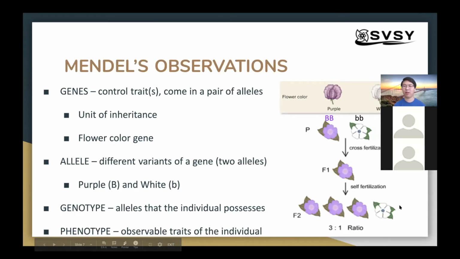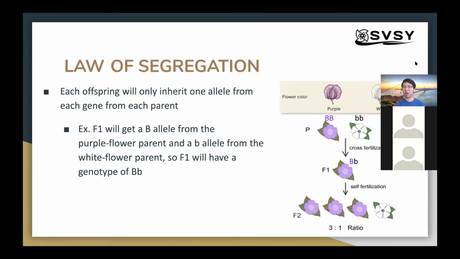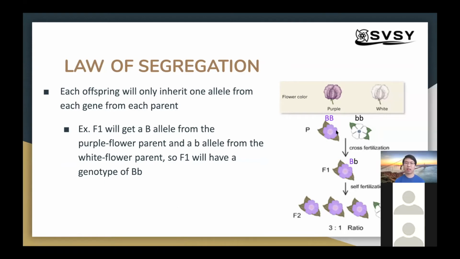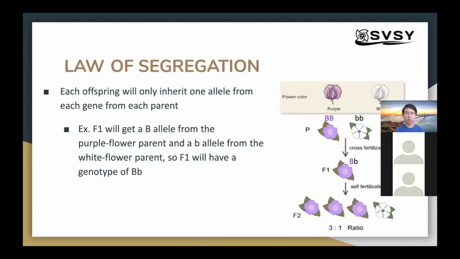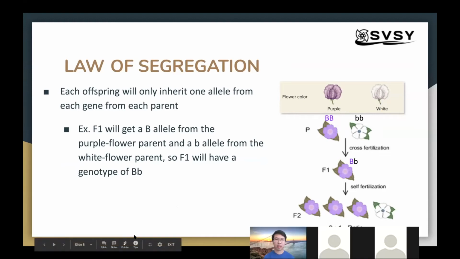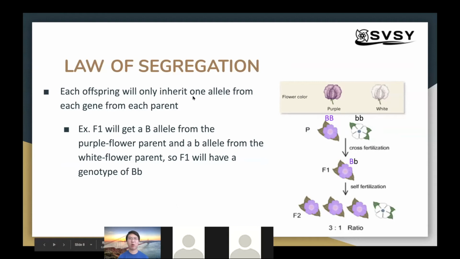And then he defined a few of what are now known as Mendel's laws. The first one that we're going to talk about is the law of segregation. So this nomenclature that I just went over with genes, alleles, all that stuff, that's all very helpful for understanding his laws. So the first one you'll probably want to know about, the law of segregation, says that each offspring will only inherit one allele from each gene from each parent.